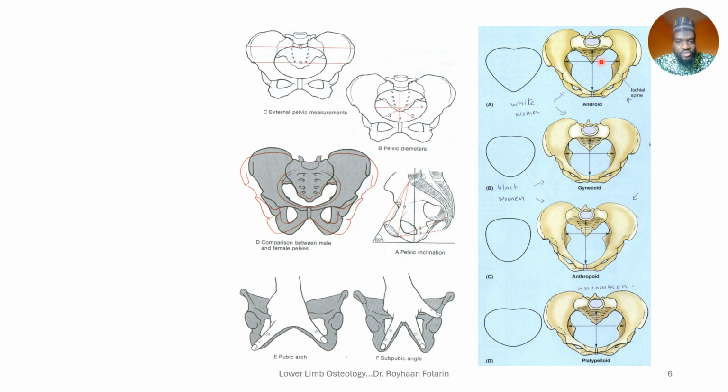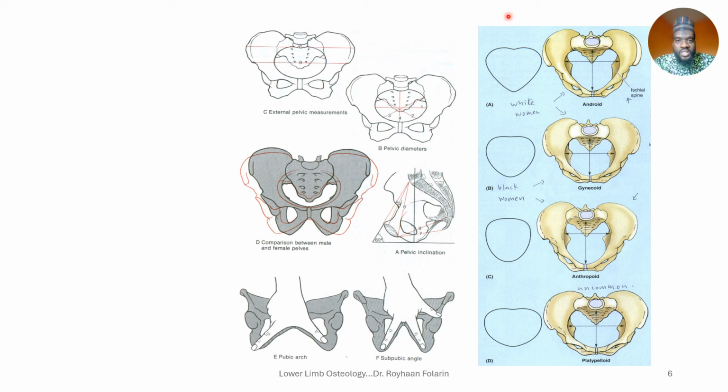So this is android, and like the name suggests, it's typically expected in males. It's an android when it's this heart-shaped. And once the pelvic outlet is reduced, that naturally hinders the descent of the child.